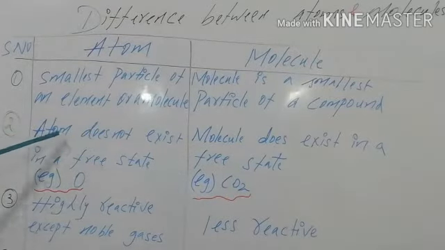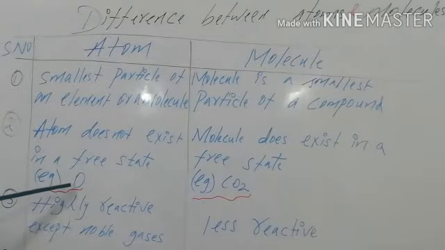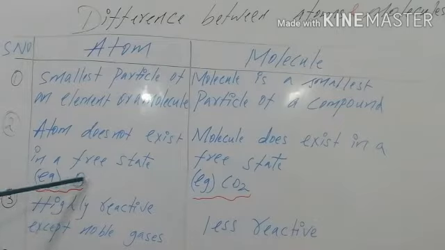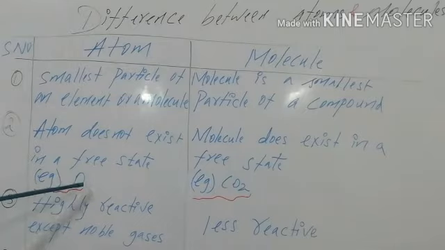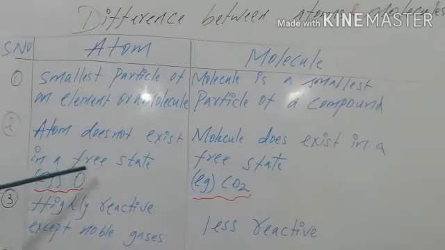Point number 2: an atom does not exist in a free state. For example, oxygen does not exist in this way. Oxygen might be in the form of H2O, or O2, or CO2. It is in the form of a molecule, not in the form of a single atom. So that is the point: an atom does not exist in a free state.